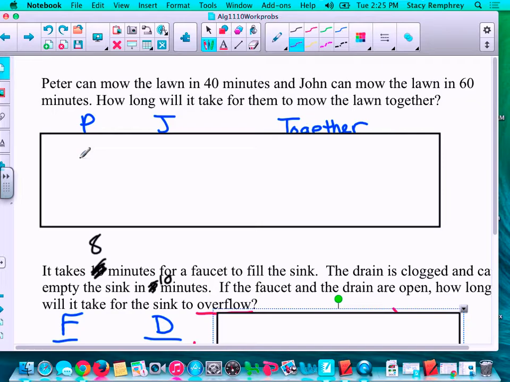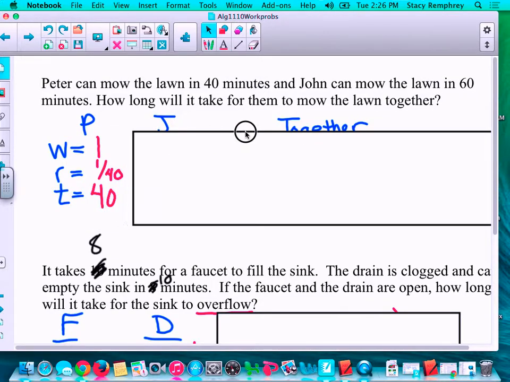So in the next one, I'm going to do a similar idea. If you would like to try any of these yourself, as I move to it, you can just push pause, try it yourself, and then come back for the answer. So Peter can mow the lawn in 40 minutes. John can mow the lawn in 60 minutes. How long will it take for them to mow the lawn together?